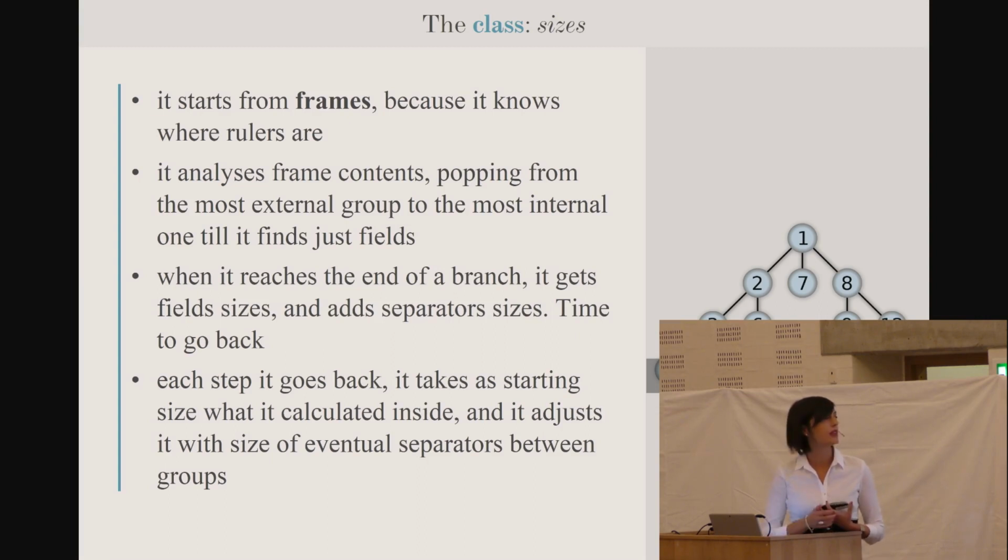So the main idea is to travel as far as possible from group to group before backtracking. Once the class has collected all this information, it will know how big frames have to be, and also how much space their content actually needs. And that's the time to calculate object position.